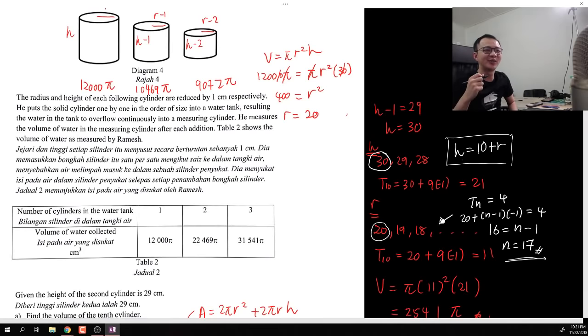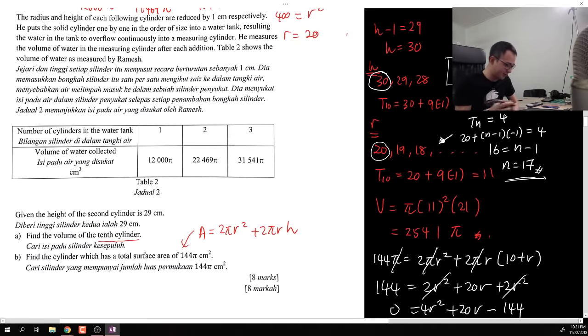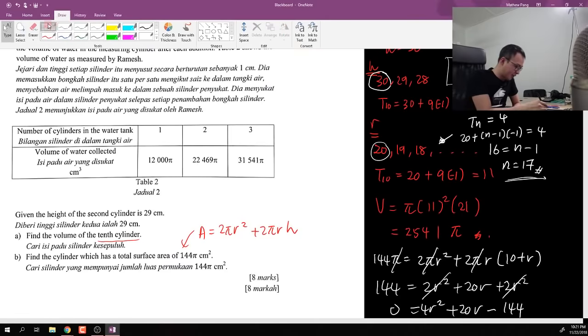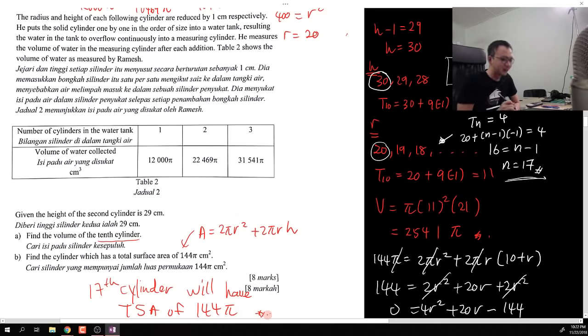How do you write the conclusion for this question? Do we need to state it especially? The question asks to find the cylinder which has the total surface area. So I would say the 17th cylinder. If you want me to write, I will say the 17th cylinder will have a total surface area of 144 pi. Something like that.